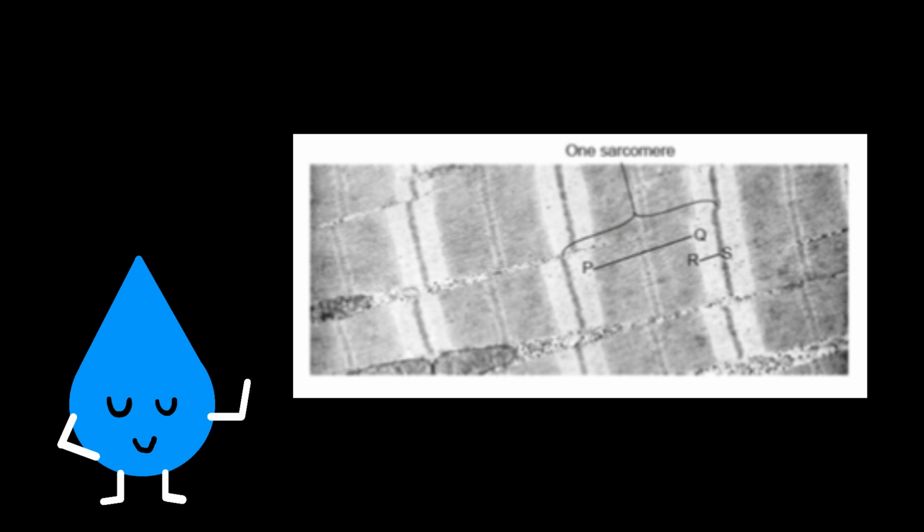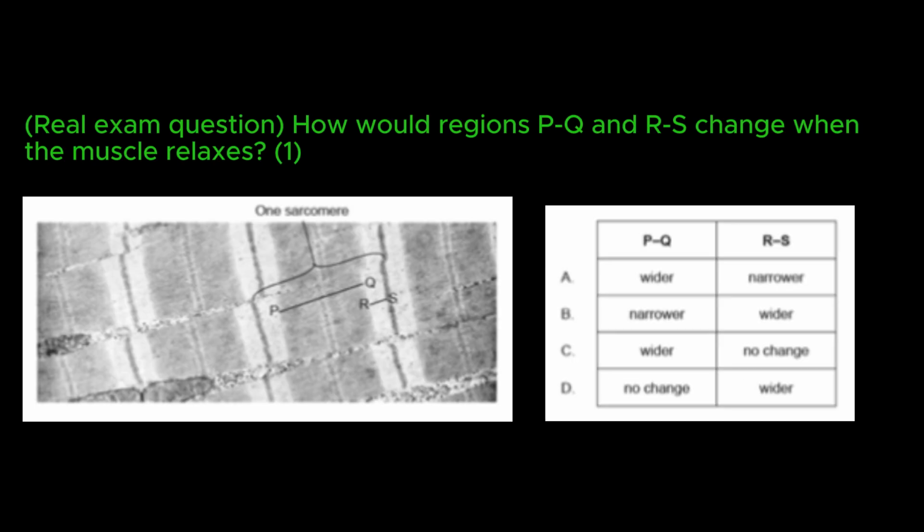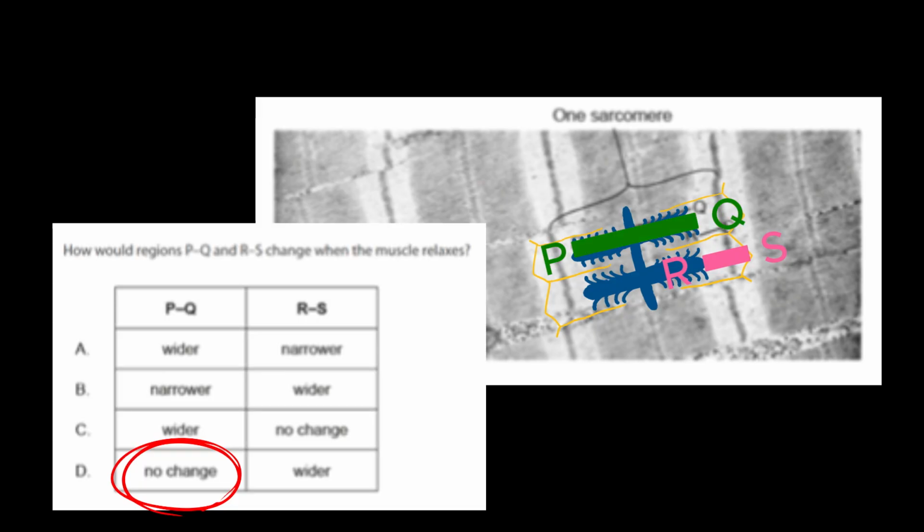Is this how sarcomeres look in real life? It is. That's a picture taken using an electron microscope. Here's a question for you. How would regions PQ and RS change when the muscle relaxes? Ugh, I don't know. I've never seen something like that before. Yes, you have. Just in a slightly different format. Oh, I see it now. Let me think. So when the muscle relaxes, PQ would stay the same and RS would get wider.